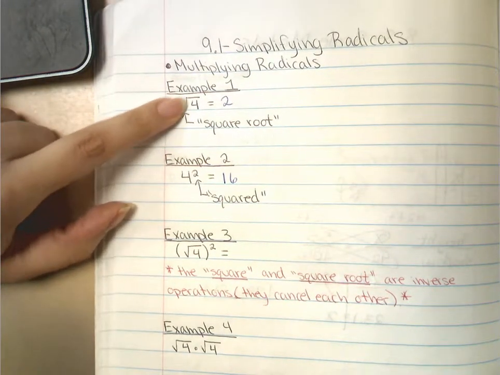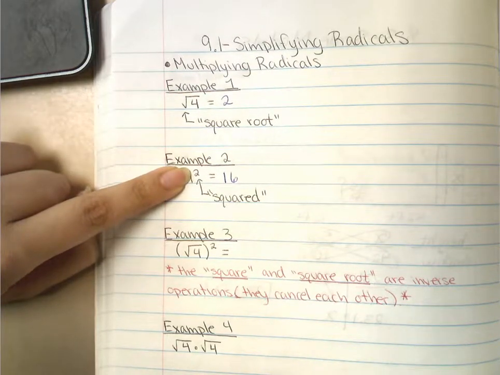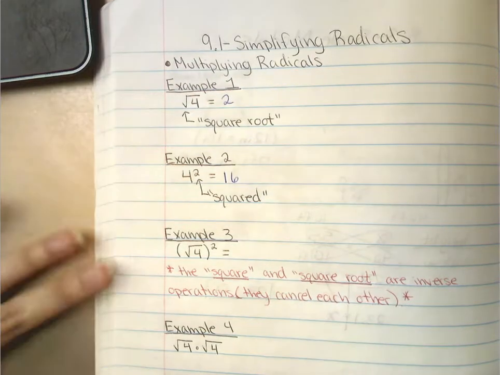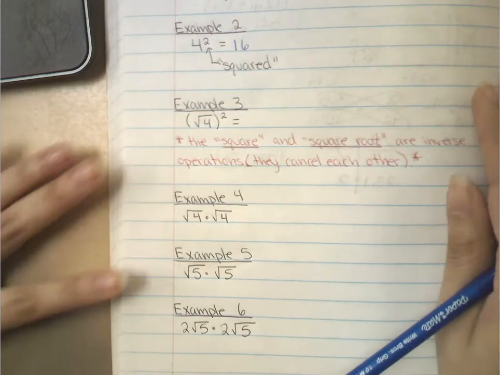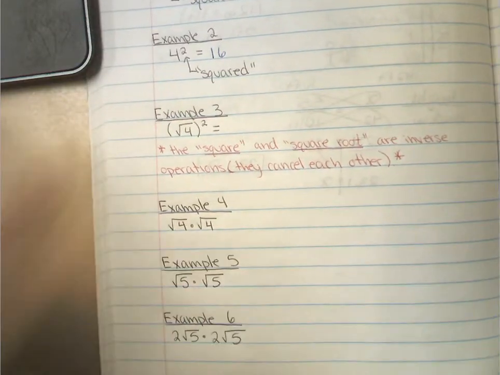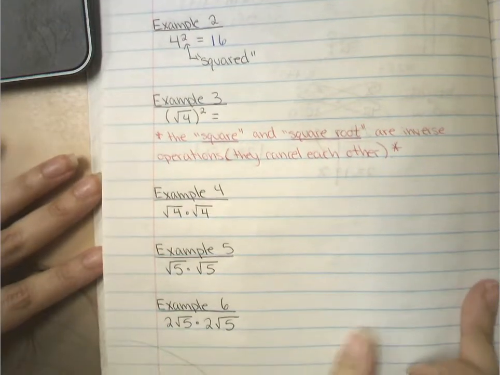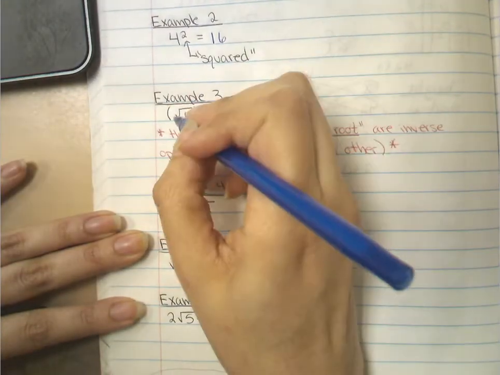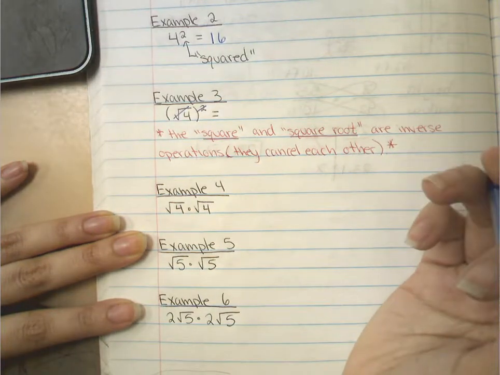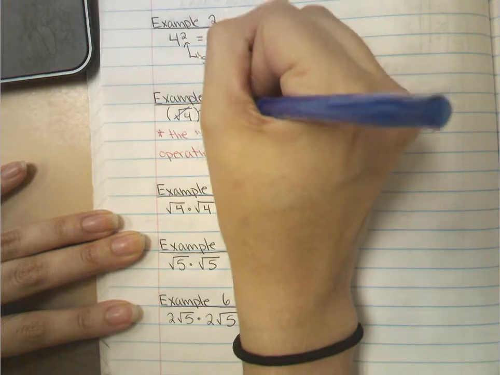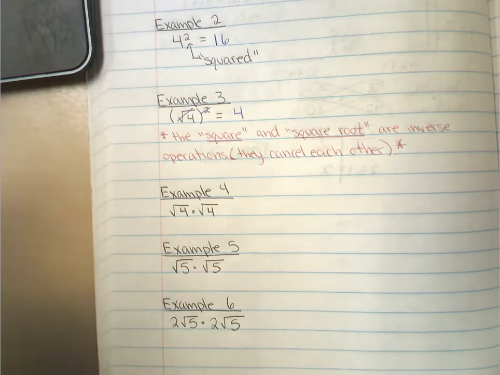Whenever I have a radical, that's square root. Whenever I have the exponent of 2, that's square. And so examples 3 through 9 are more like what we're practicing in class. For this one, you gotta know that the square and the square root are inverse operations. That means they cancel each other out. And so in example 3, I can take the square root and the square and cancel them. And so the only thing that's left is the 4. So my answer for example 3 is 4. All you have to know is that square and square root are inverse operations.